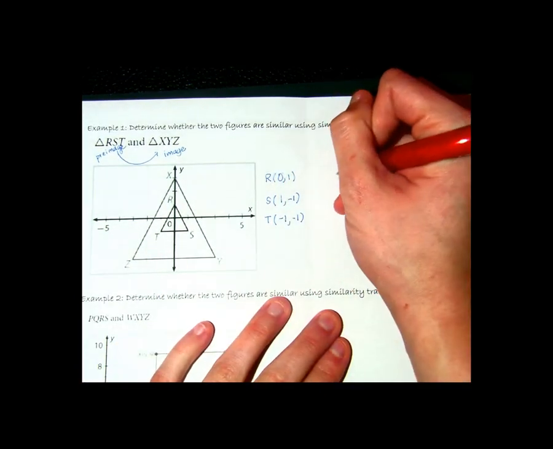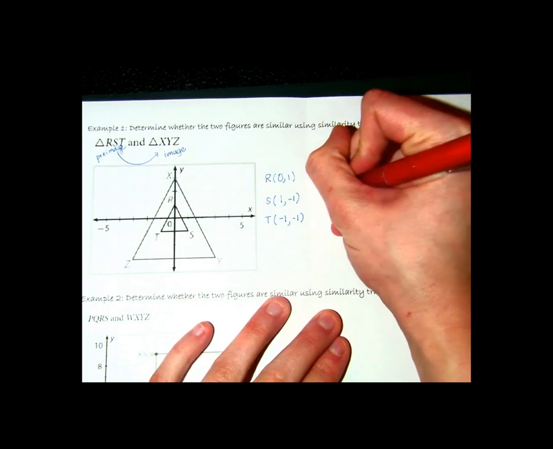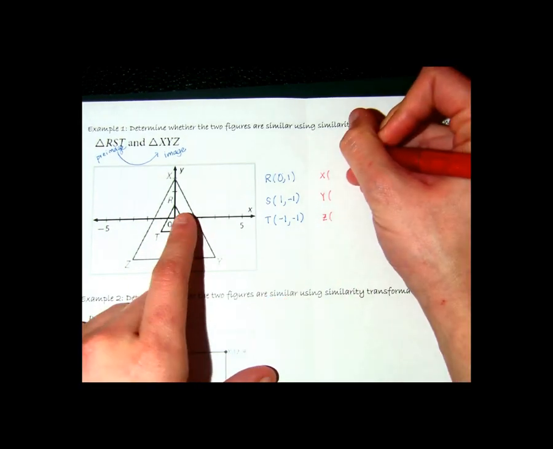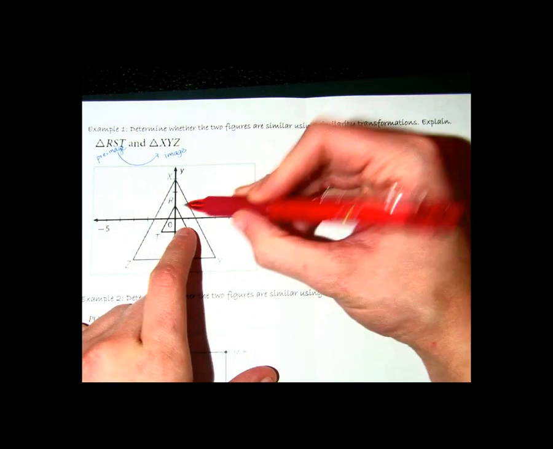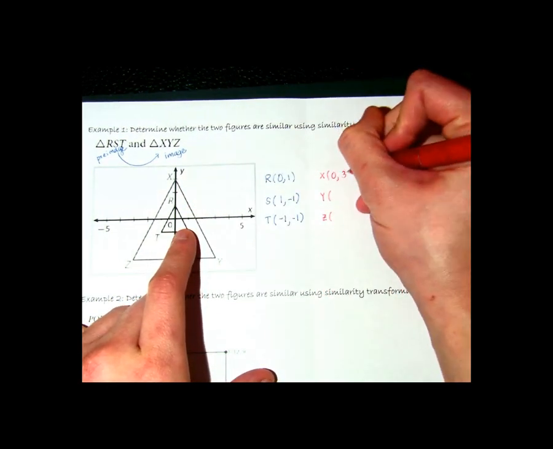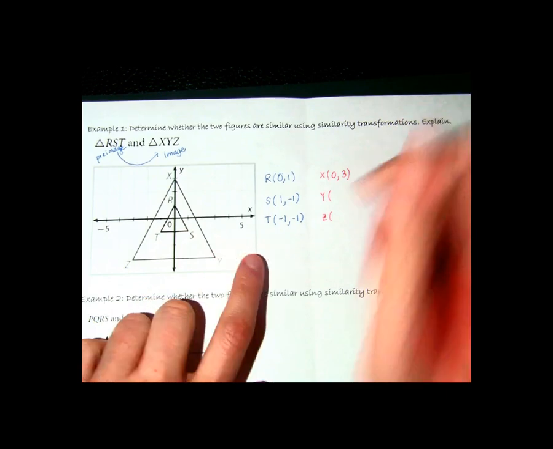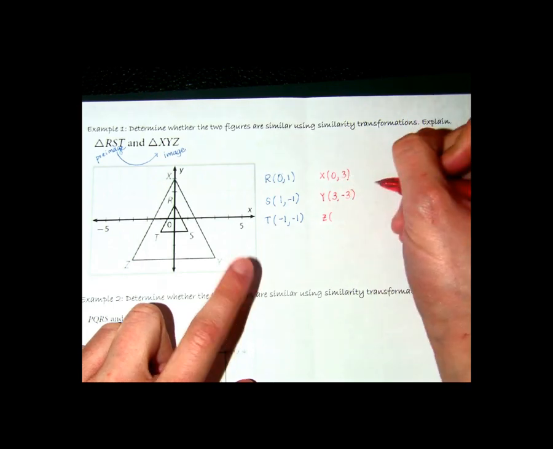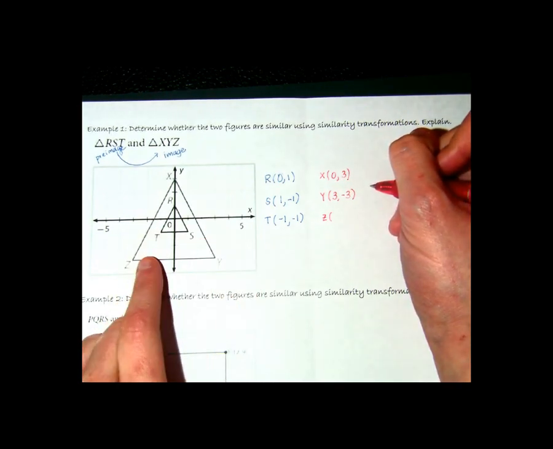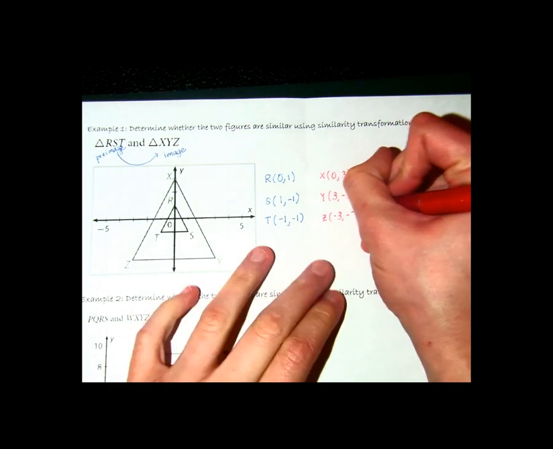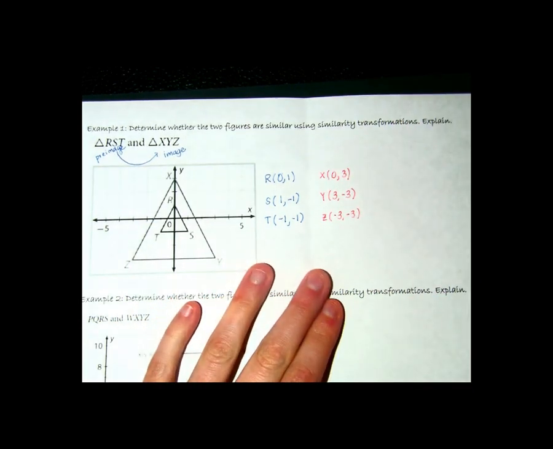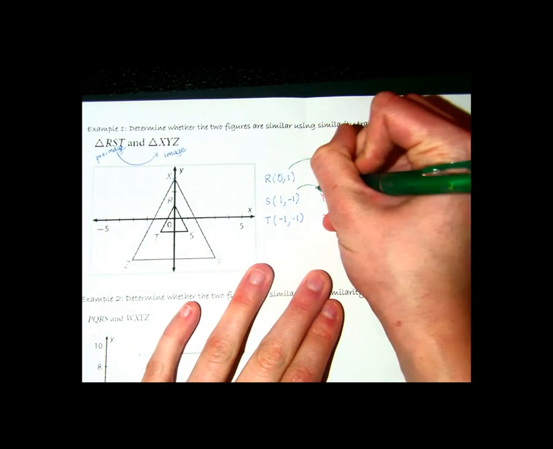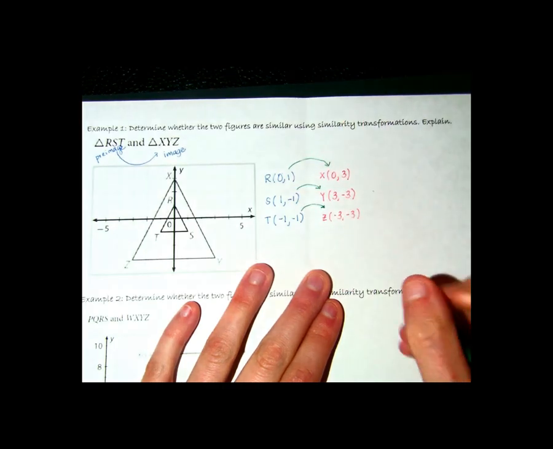Okay, and then let's look at X, Y, Z. X is 0, 3. Y is 3, negative 3. And Z is negative 3, negative 3. So our goal to see if it really is a similarity transformation is to see if we could get, by multiplying by a scale factor, each of these by multiplying by the same number. And it really looks like we can.